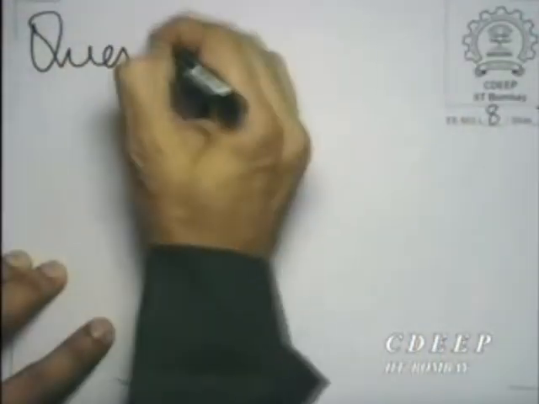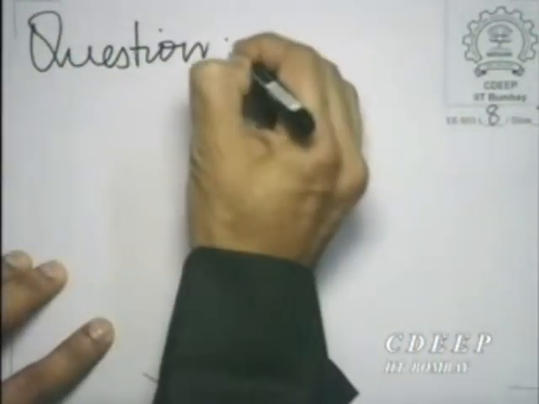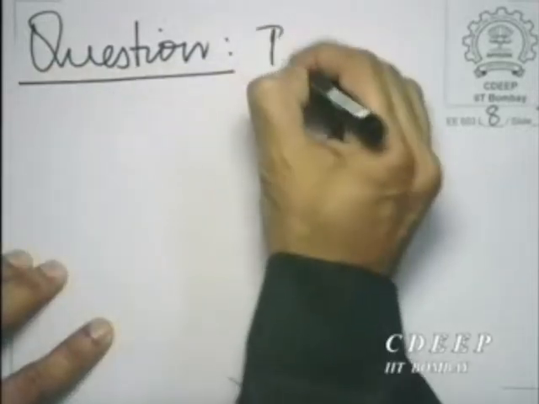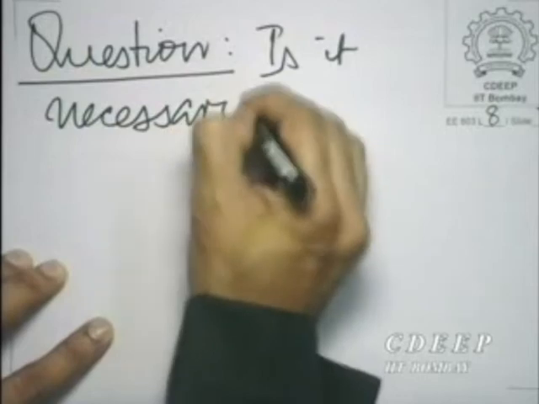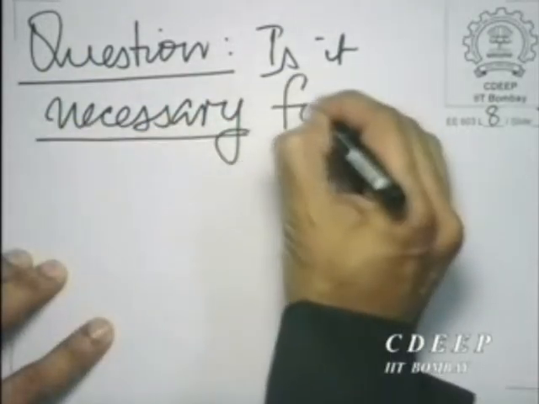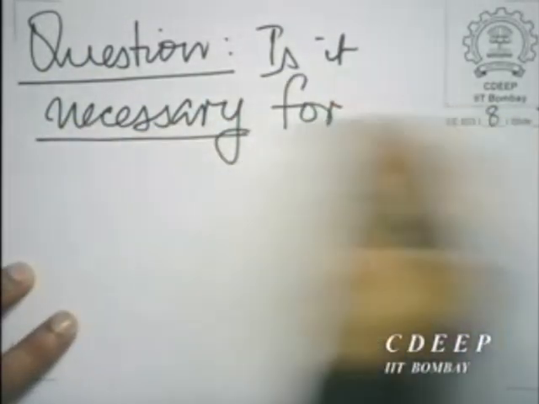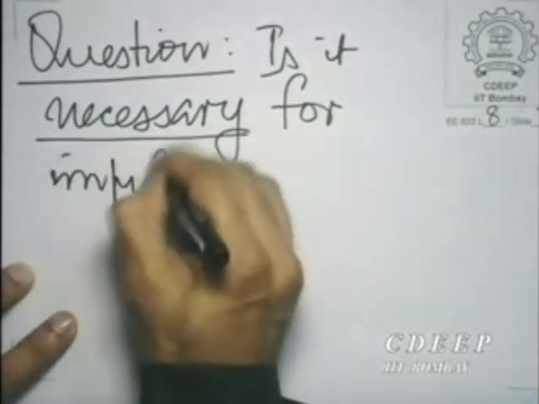So then we now embark on the very important question of whether this condition is necessary. So let us pose the question first. The question is, is it necessary for the impulse response to be absolutely summable?